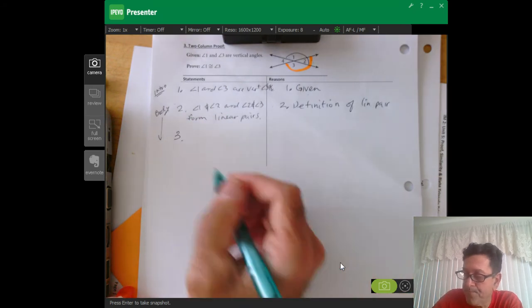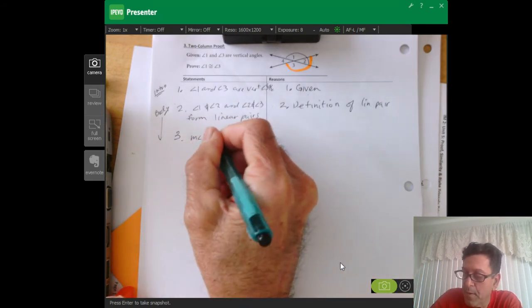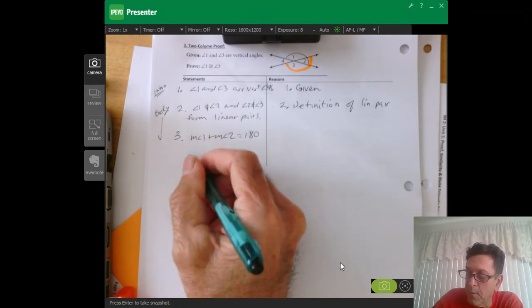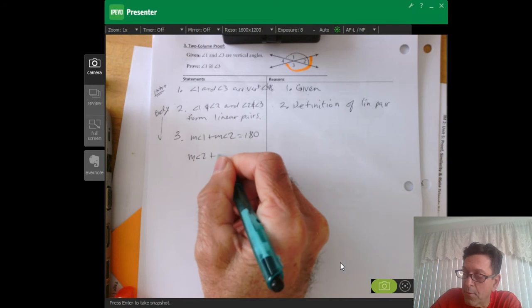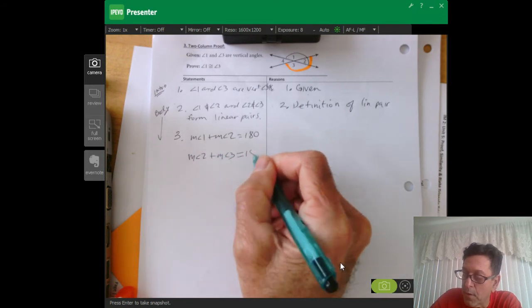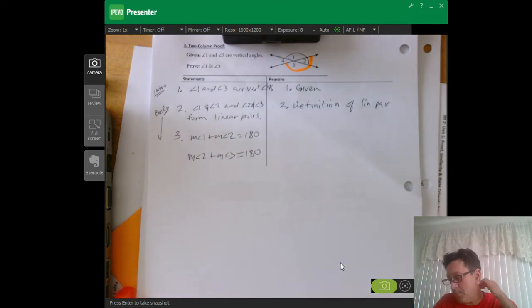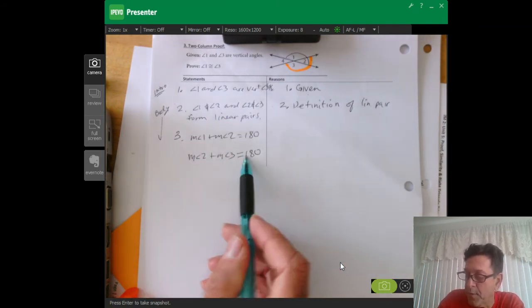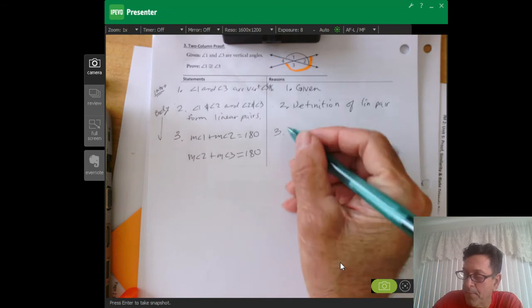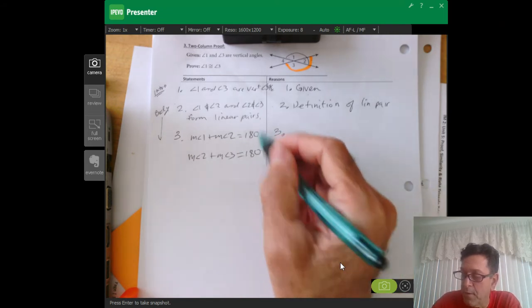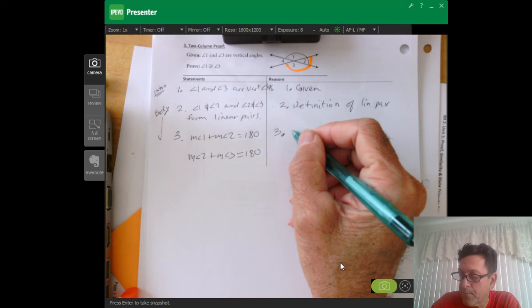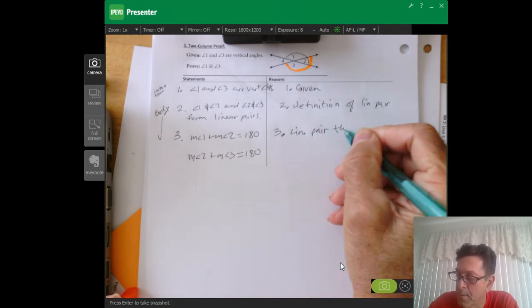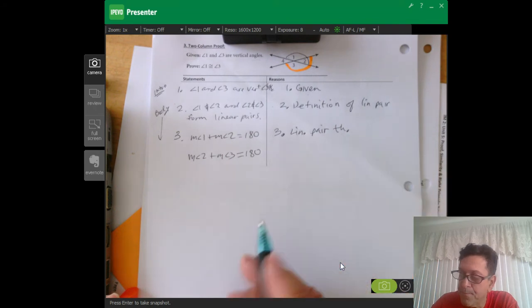Now, we also know that the measure of angle 1 plus the measure of angle 2 equals 180, and we know it's true for both of them. We know that the measure of angle 2 plus the measure of angle 3 equals 180 as well. We know that by the linear pair theorem. So just like before, I could write this as two different rows. I'm just going to leave it as one, because the reason for both of them is exactly the same. It's the linear pair, which I'm going to abbreviate, linear pair theorem.